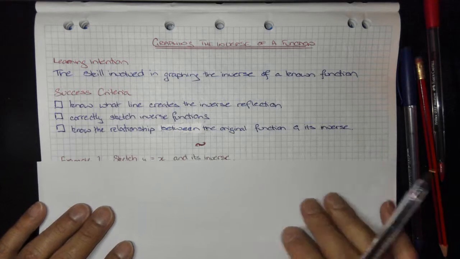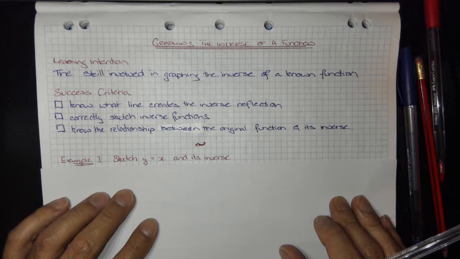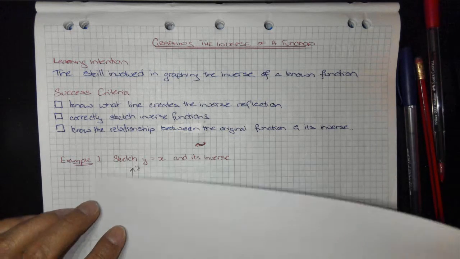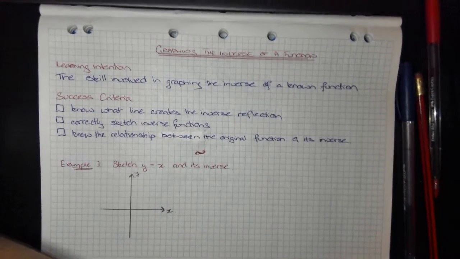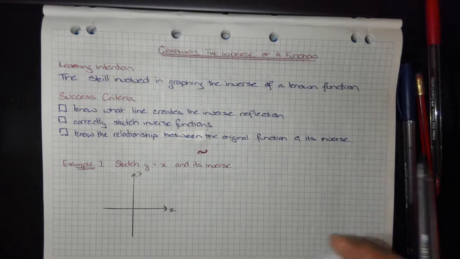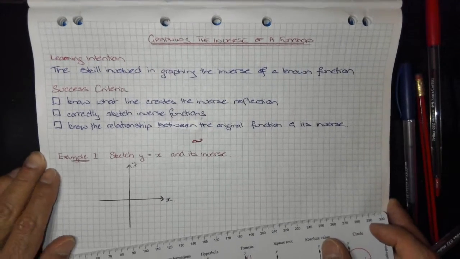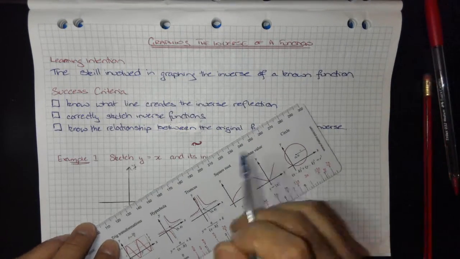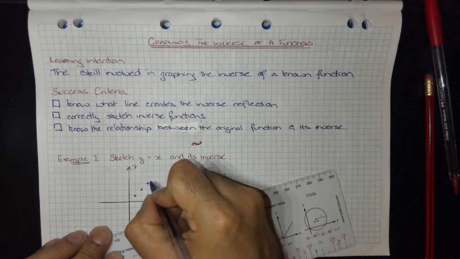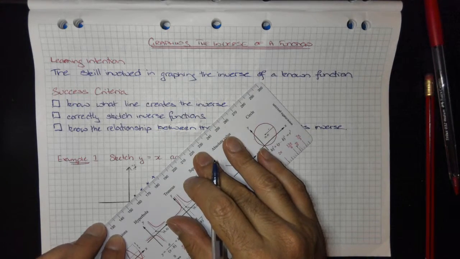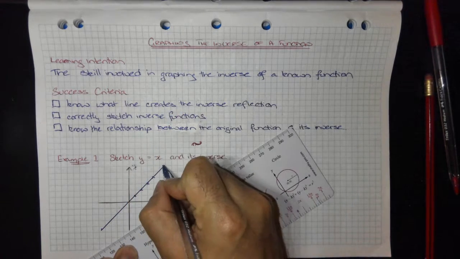Okay, so we're doing an example first. We're going to sketch y equals x and its inverse. So y equals x is that special line where the x value is the same for all y values. Technically, that's 1, 1, 2, 2, 3, 3, 4, 4, and so forth. So we get this wonderful line y equals x.